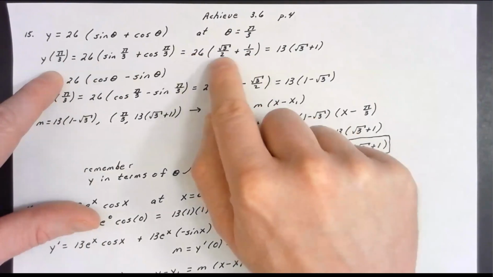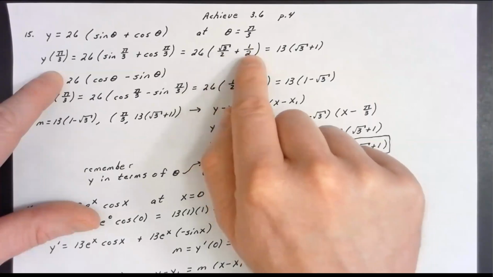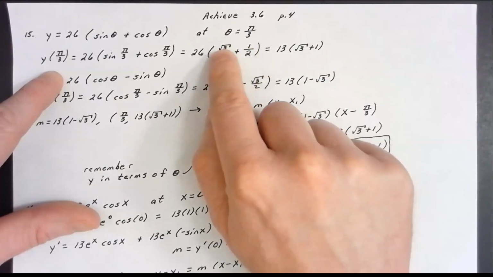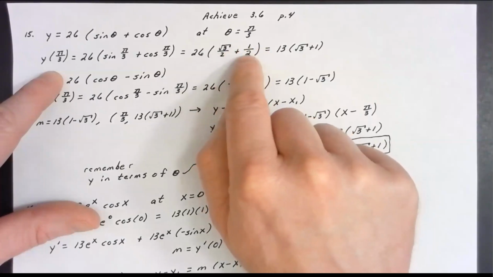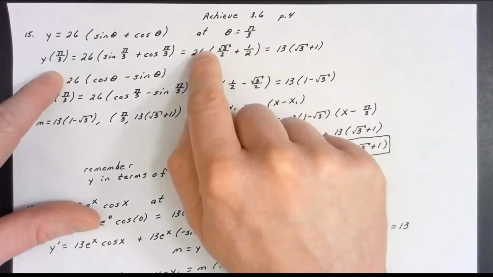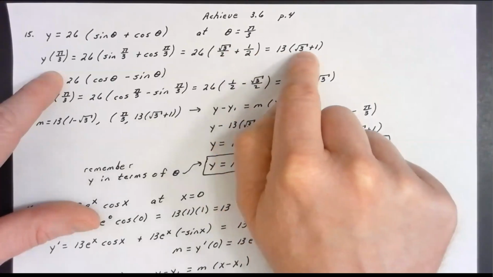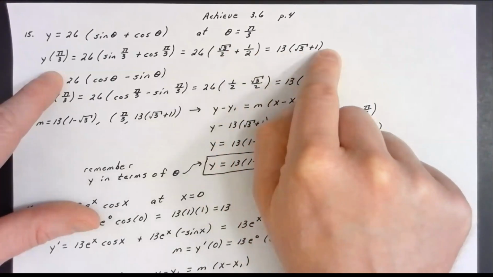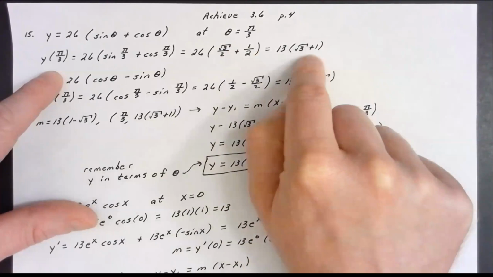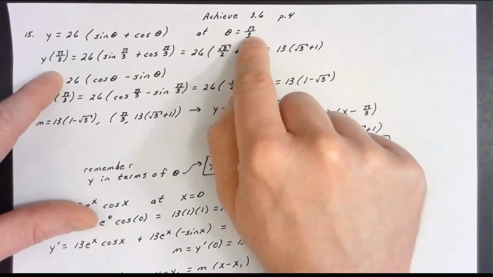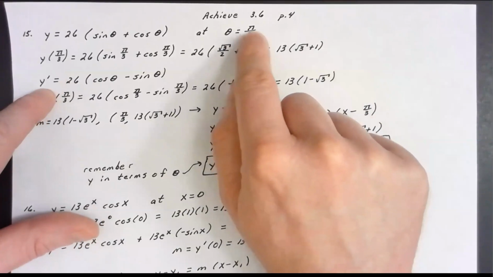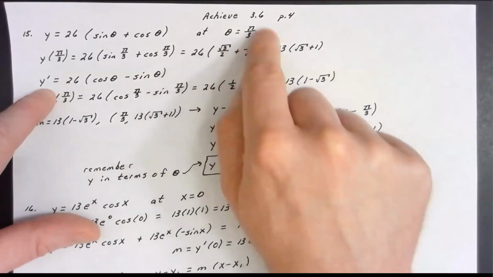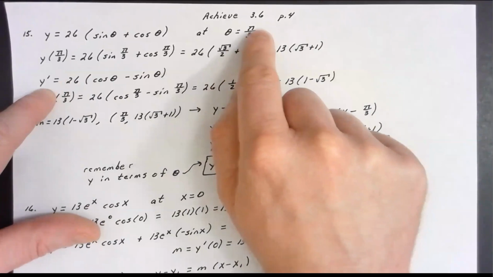So now I have 26 times the quantity square root of 3 plus 1, all over 2. Since that's a common denominator of 2, I have the square root of 3 plus 1 divided by 2 times 26. That means it's 13 times the quantity square root of 3 plus 1. Now I have my y value at the point of interest for theta. Now I need to know the slope. Well, the slope is just theta equals pi over 3 evaluated into the derivative.